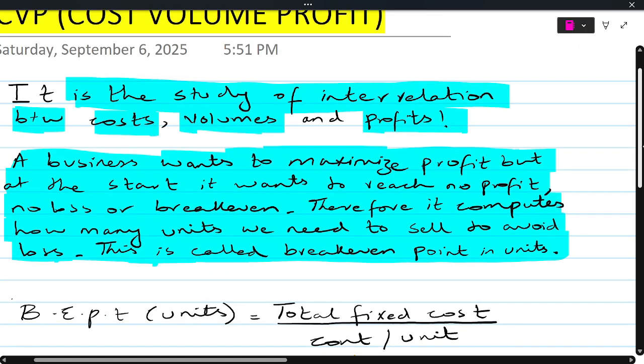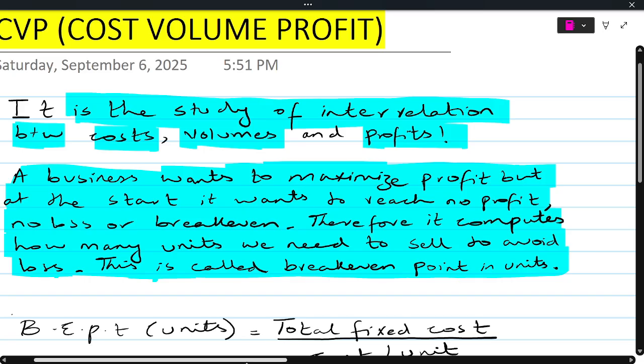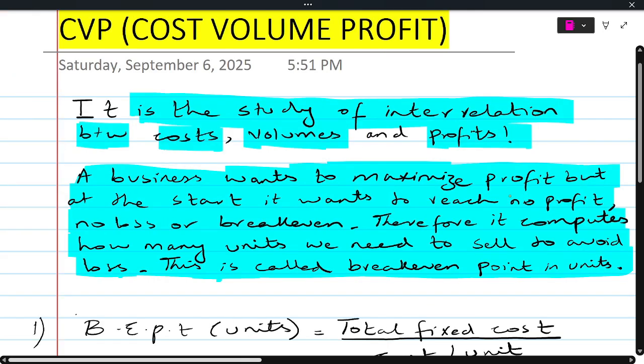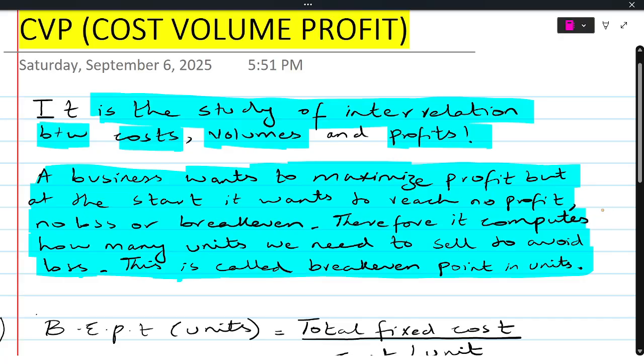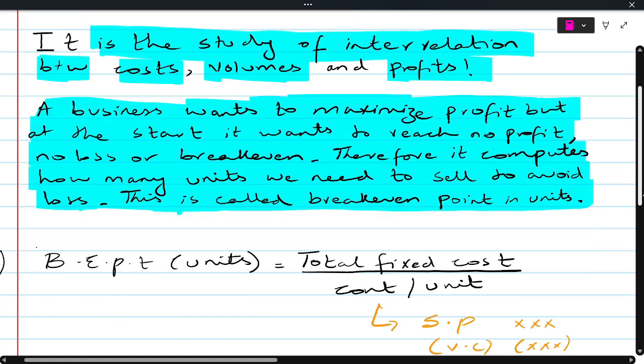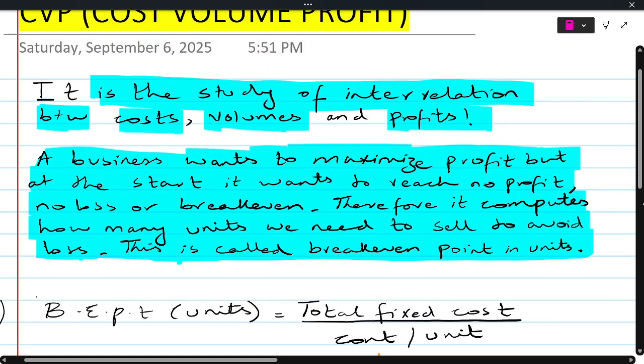First thing that we studied was cost, volume, profit. It's basically the study of interrelation between cost, volume, and profit. Every company wants to maximize their profit, but in the initial stage that is not their main goal. Their main goal is to achieve a break even point, where you neither make a loss nor a profit. All your costs are recovered through your sales.